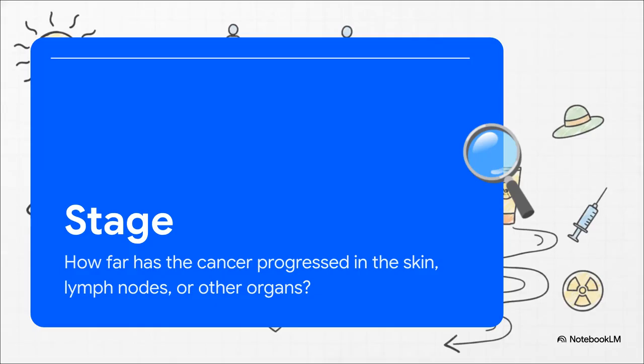While grade is all about what the cells look like, stage answers a completely different question. How far has the cancer actually progressed? Basically, has it packed its bags and moved into the lymph nodes or other organs? Grade guides your local treatment right there on the skin, but staging evaluates the geographic spread. They definitely overlap, but they are entirely different metrics.